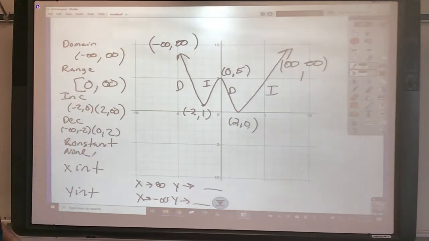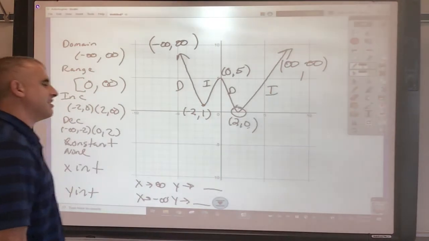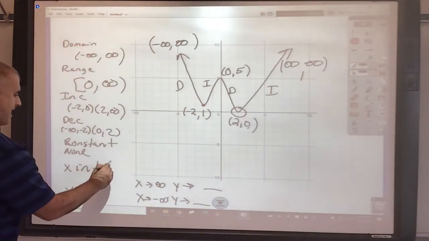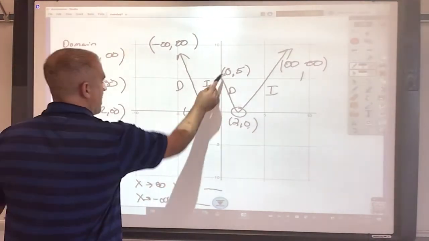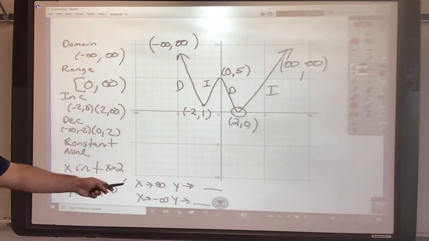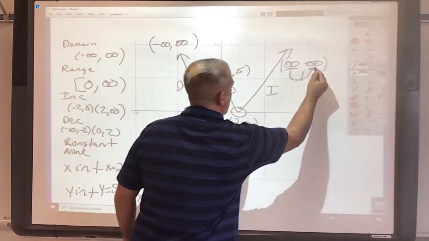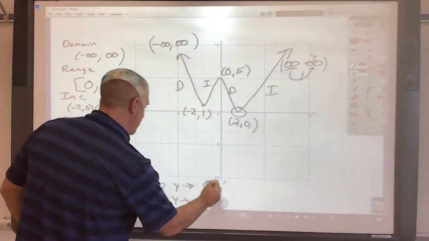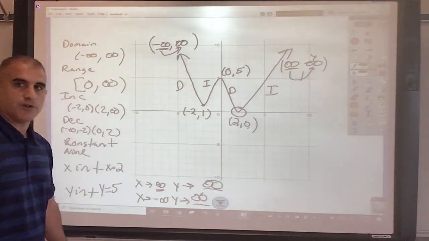My x-intercepts, where does it cross the x-axis? The only place it crosses the x-axis is right there. So that's going to be x equals 2. The y-intercept, where's the only point that crosses? That's going to be y equals 5. And then answering these questions, as x approaches infinity, the y-coordinate there is positive infinity. As x approaches negative infinity, the y-coordinate is also infinity.